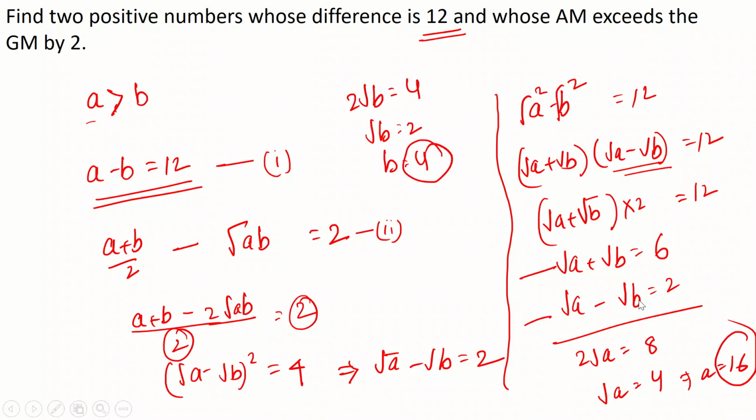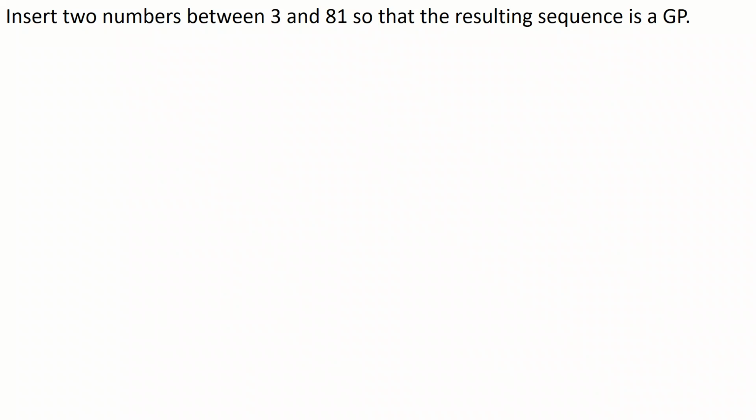Sorry for the space. Okay, so these are the two numbers, 4 and 16. If you consider B to be greater than A, then you will be getting 16 and 4, no problem.